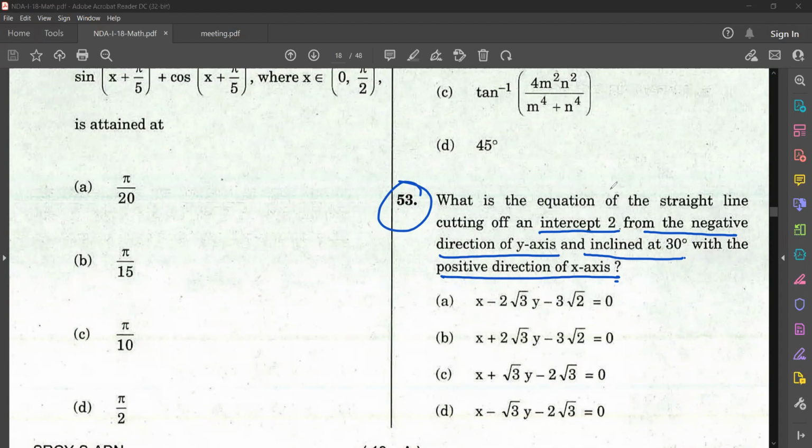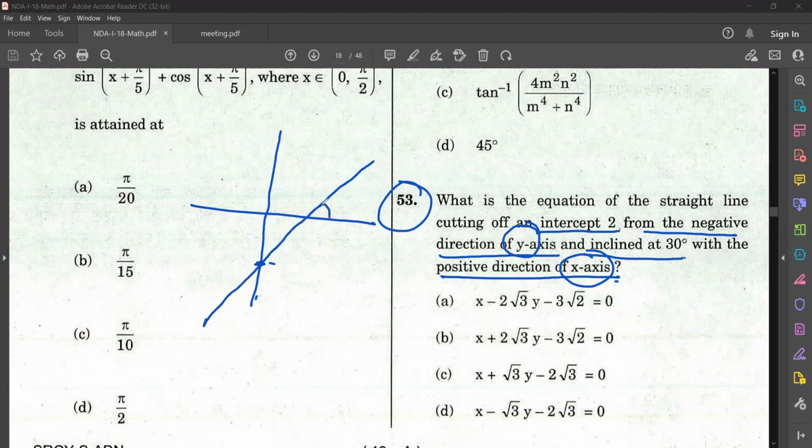So here it is the y-axis, negative direction of the y-axis, and here the positive direction of the x-axis. So we have a straight line cutting off an intercept 2 from the negative direction of the y-axis and inclined at 30° with the positive direction of the x-axis. So here is the 30° inclination and the intercept 2 from the negative direction of the y-axis. So the point is (0, -2).